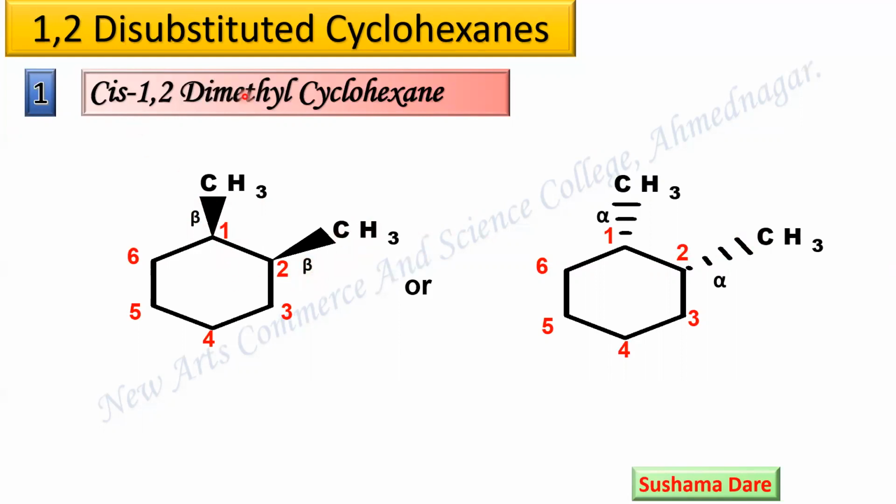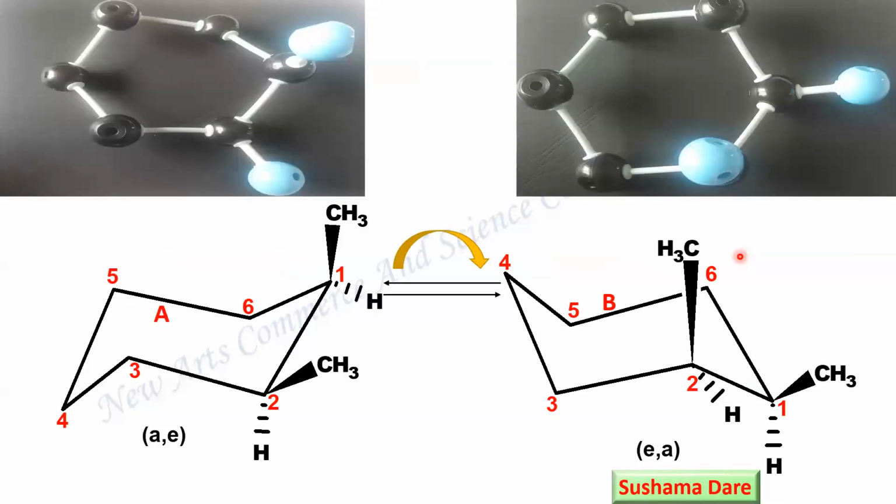Now the two substituents are methyl substituents and the relation is 1 and 2. So one position has a methyl group, another position has a methyl group. So cis 1,2-dimethyl cyclohexane in planar form we can write like this, or we can write like this, where both the methyl groups are alpha, alpha. So any one you can write. Now let us draw this in a chair conformation.